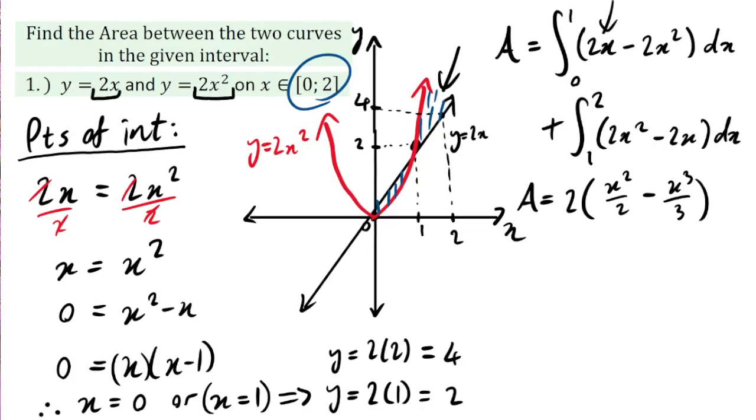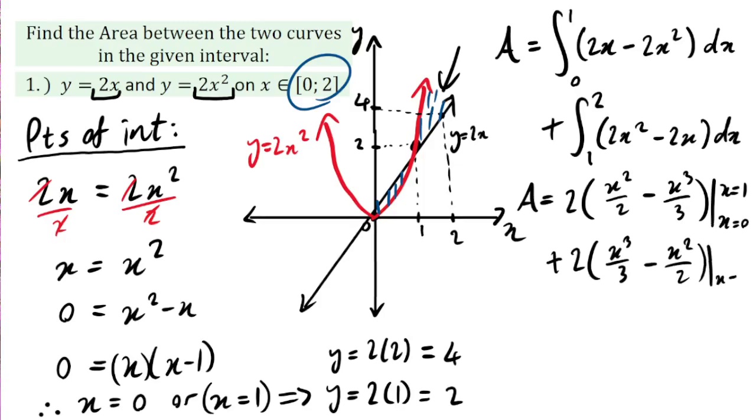Note how I'm just taking the integral of x and x squared, because I took out the 2 as a common factor already. And then we obviously have it within the bound of x equals 0 and x equals 1. Plus, we also take out the 2 as a common factor over here, such that we just integrate these two separately. So it'll be x cubed over 3 minus x squared over 2, and then we have it within the bound of x equals 1 and x equals 2.